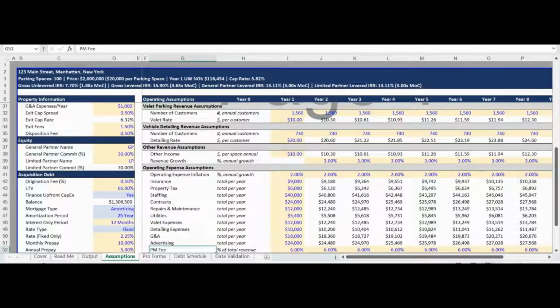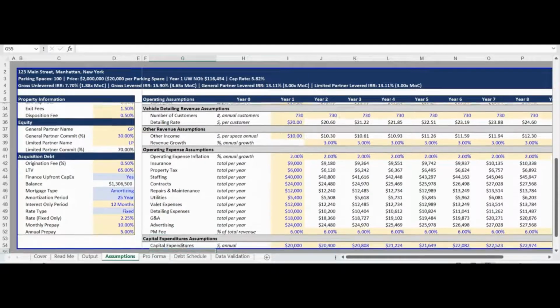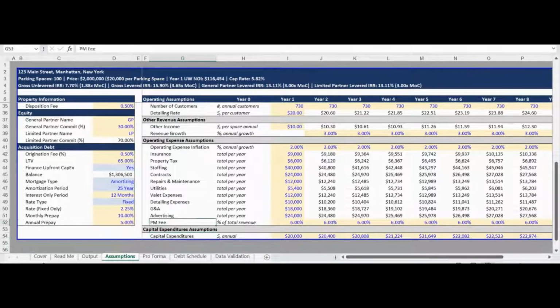Operating expense assumptions are input next. Assumption inputs are available for insurance, property tax, staffing, contracts, repairs and maintenance, utilities, valet expenses, detailing expenses, general and administrative expenses, advertising expenses, as well as property management fees. The final assumption input is for annual capital expenses. Please note that you can zero out and skip any assumptions that are not applicable for your use case.